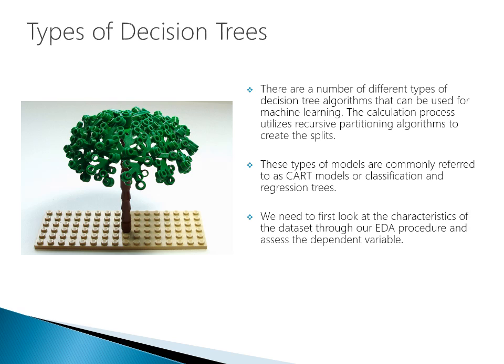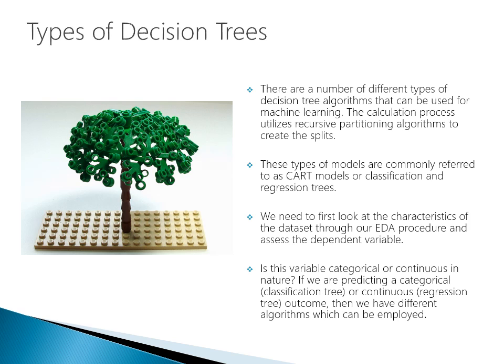We need to first look at the characteristics of the data set through our EDA procedure, which we had talked about in previous lectures, to assess the dependent variable. Is this variable categorical or continuous in nature? If we're predicting a categorical variable, we'll use a classification tree. But if it's a continuous variable, a numeric variable, then a regression tree outcome. Then we have different types of algorithms that can be employed depending on the circumstance that we're working on.